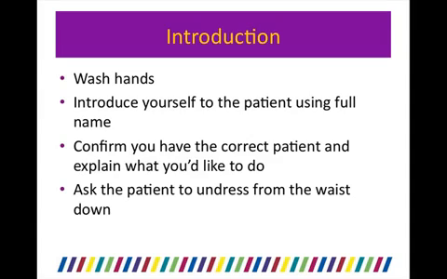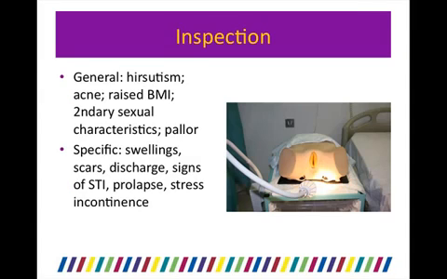less uncomfortable for them. Start your inspection from the end of the bed, looking for signs or sequelae of menstrual problems or other gynecological disorders. Hirsutism, acne and raised BMI may be signs of polycystic ovarian syndrome. Look for normal development of secondary sexual characteristics, namely breast development and pubic hair, and look in the eyes to check for pallor, as severe menorrhagia may cause iron deficiency anemia.